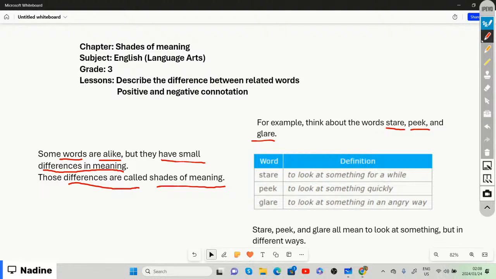And then to peek. Peek is to look at something quickly. You're not going to stare at it for a very long time. You're just going to quickly look at it. That is peek. And then we have the word glare. Glare is to look at something in an angry way.